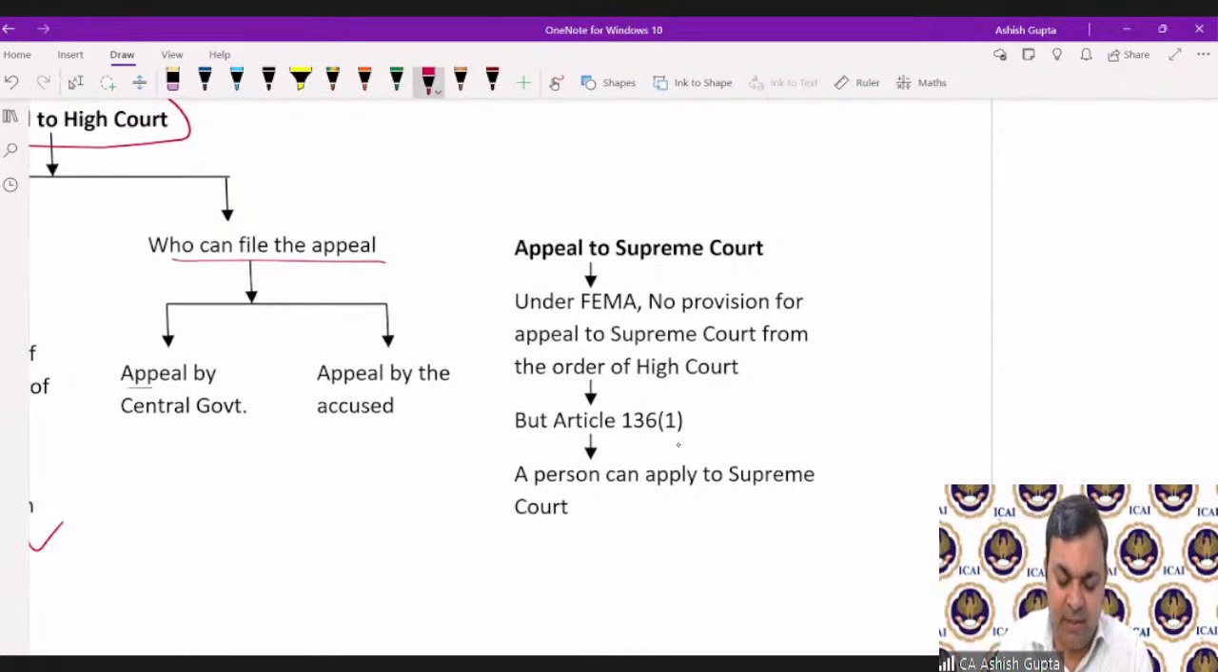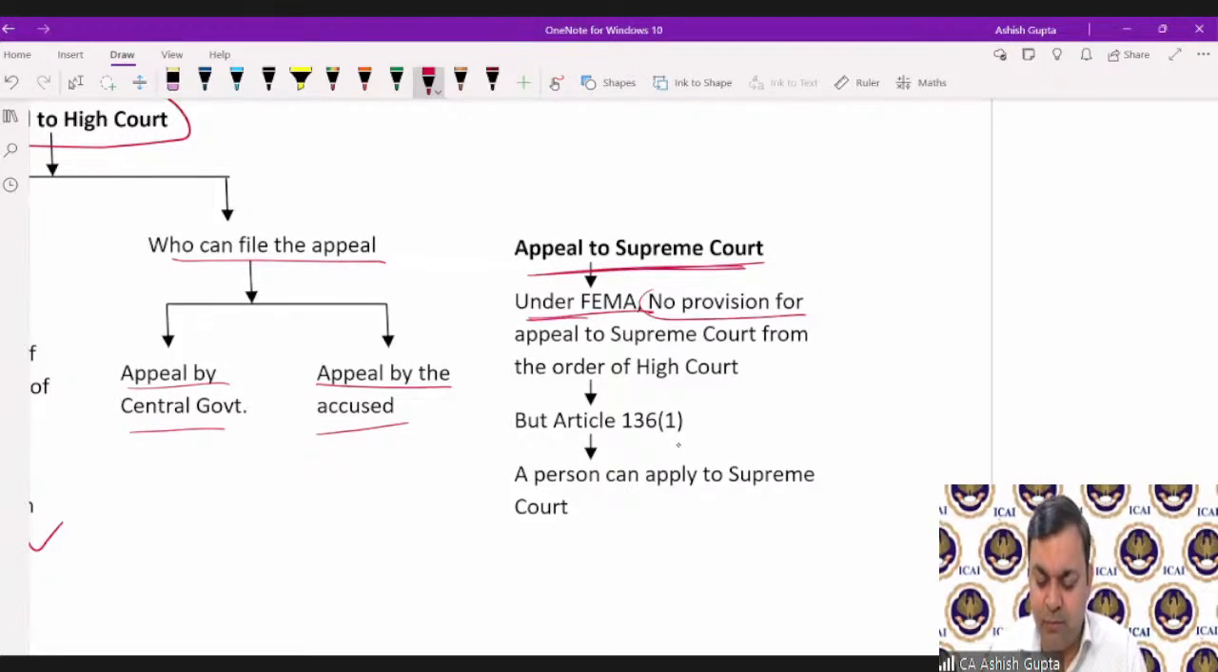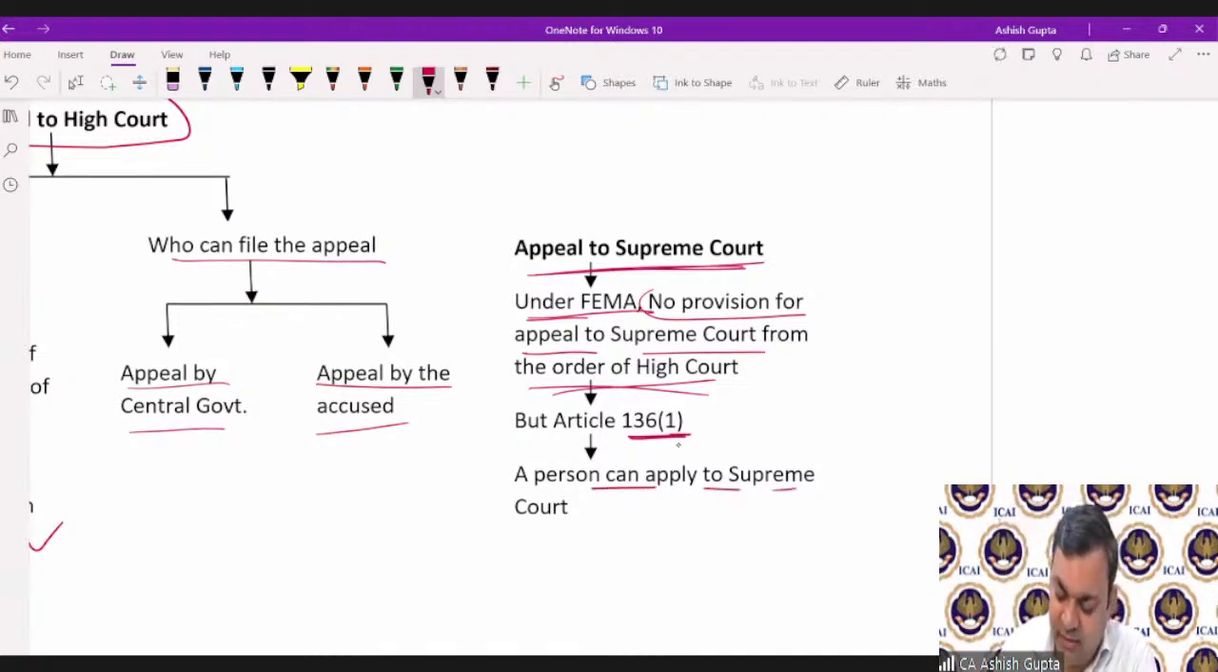Who can file the appeal? Appeal by central government, appeal by the accused. An appeal to Supreme Court. Under FEMA, no provision for appeal to Supreme Court from the order of High Court is provided. Under FEMA, there is no provision prescribed for appeal to Supreme Court, right? But under Article 136(1), a person can apply to Supreme Court. This deals with the Constitution. Article 136 of the Constitution of India says that a person can apply to Supreme Court.